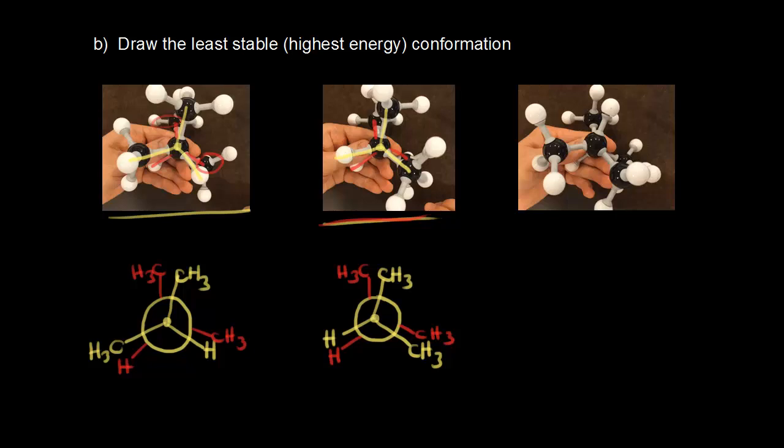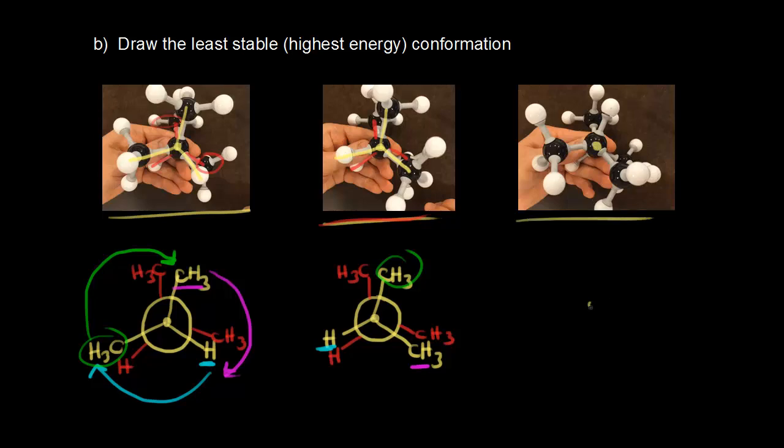So let me go ahead and show which carbon is which. If you took this carbon and rotated this methyl group over here, that methyl group in magenta becomes this methyl group. The hydrogen right here in blue gets rotated over to this position, so that's this hydrogen. And then finally, this methyl group right here in green would get rotated over to this position, so that's this methyl group.